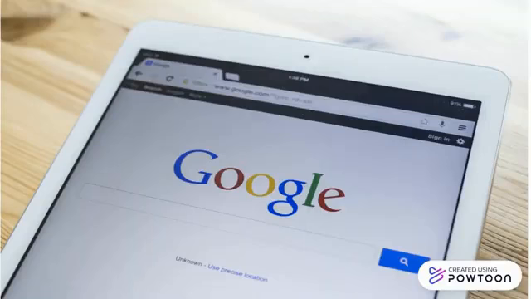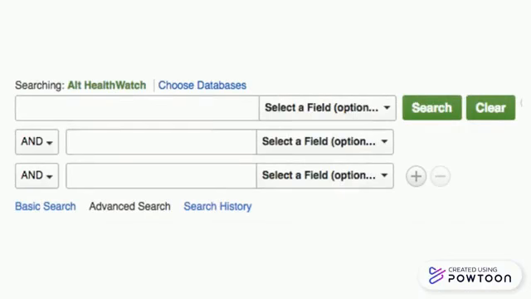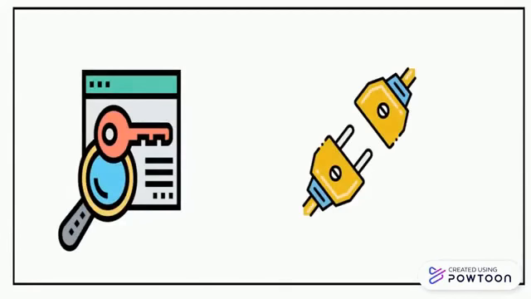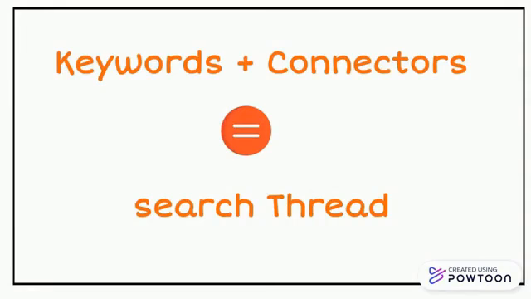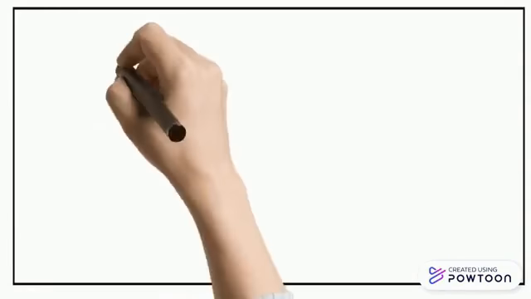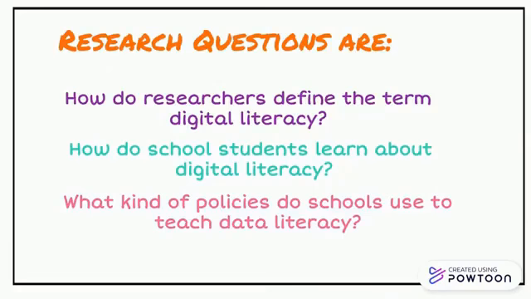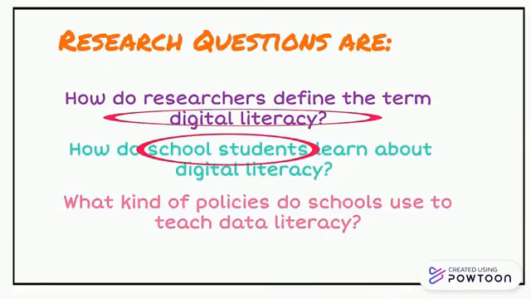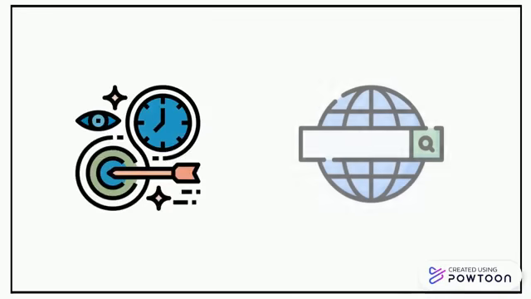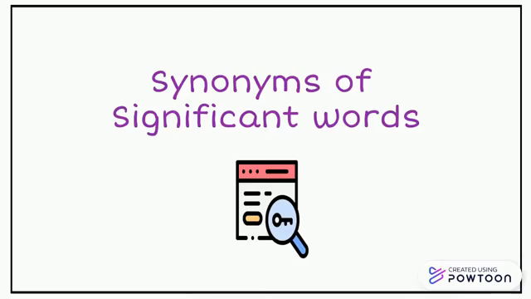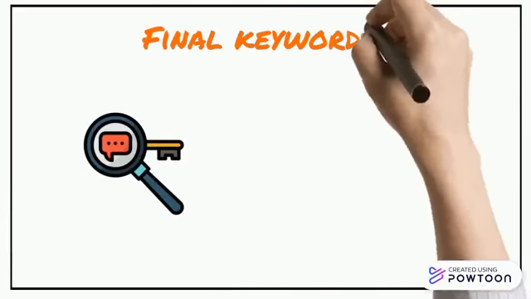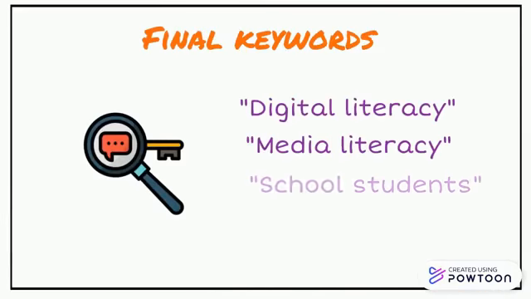Doing research using a search engine is easy. However, databases provide advanced search methods, and there are different ways to use databases. One of the easiest ways is to search using keywords and connectors. We will create a thread of keywords and connectors and use that to search the database. Keywords are the most significant or focused words of the search questions. In our example, the directly seen keywords are digital literacy, school students, school policy. To get all the relevant results, you can use the synonyms of these words. So, in our example, the final keywords can be digital literacy, media literacy, school students, school policy.